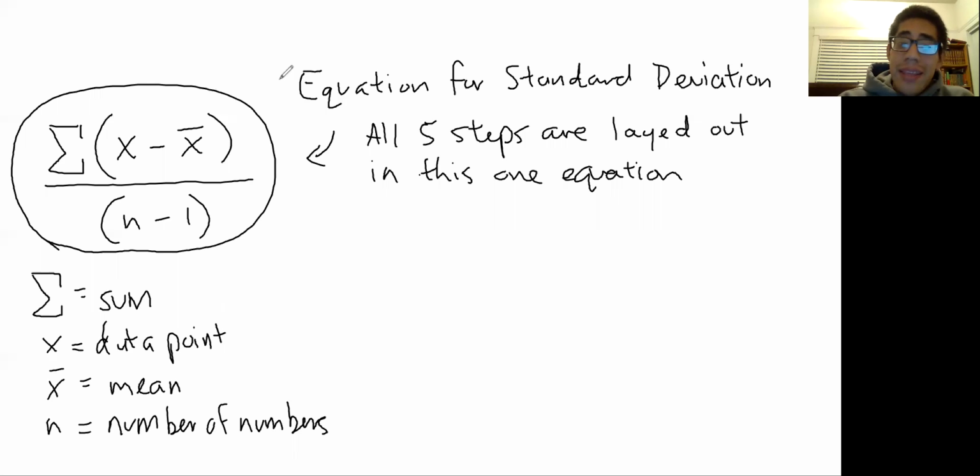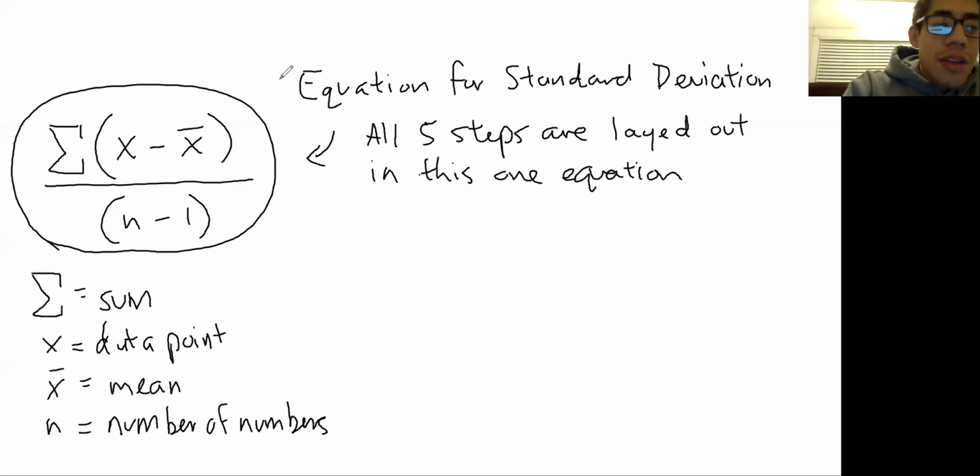That giant E means sum. That x means all the data points. That x with the hat on top is the mean. The n is the number of numbers, and the whole thing is a fraction. So how are all the 5 steps in this one equation? Well, here it goes. You work from the inside and you kind of work outside and you kind of expand out.